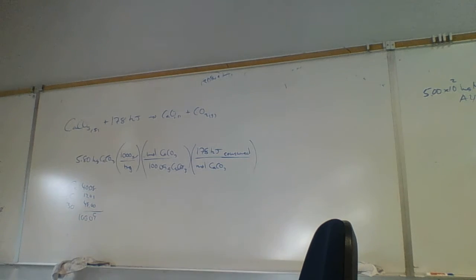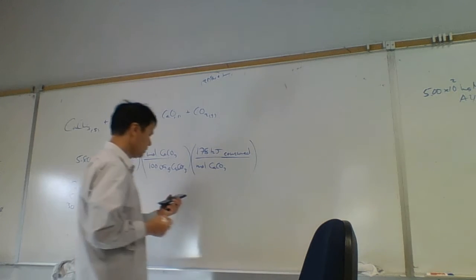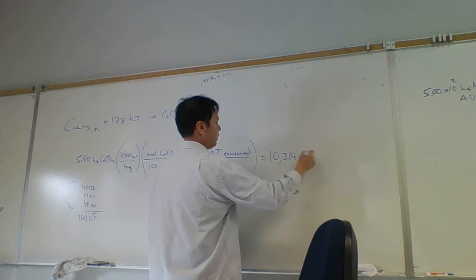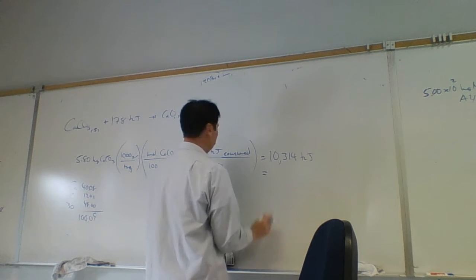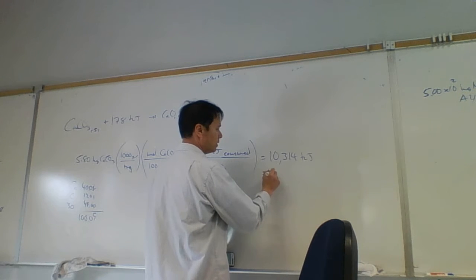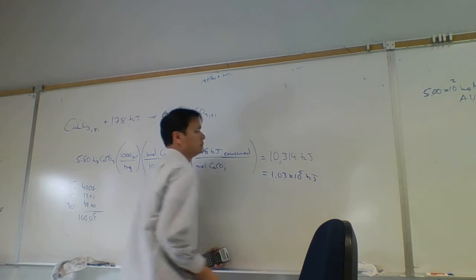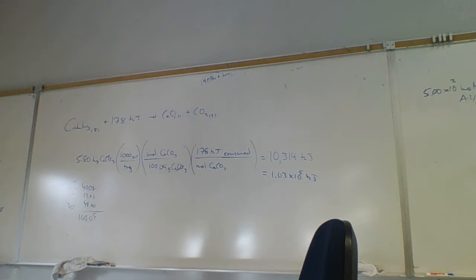So let's go ahead and calculate this. This is going to be 5.8 times 1,000 divided by 100.09 times 178. 10,314 kilojoules. And how many sig figs? We're allowed 3 sig figs, so we'll just go 1.03 times 10 to the 5th kilojoules. That's the quantity of energy required.